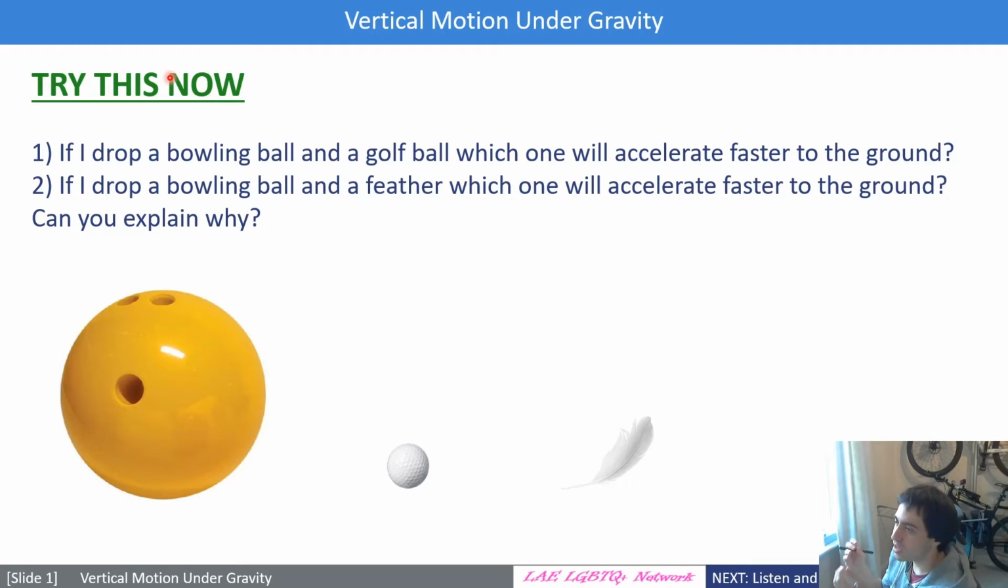And I'm talking on Earth. A normal person on Earth just dropping these two items, so no strange scenarios, a real world scenario. What would the accelerations be? So have a think and see if you can explain why. You can pause now.